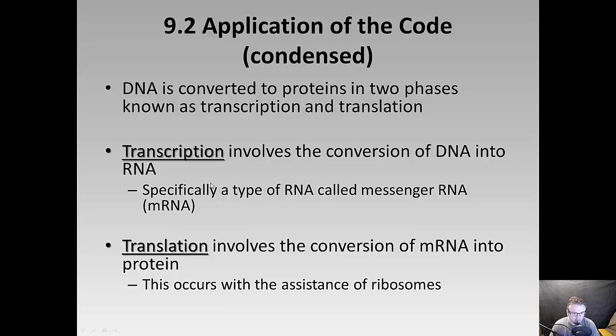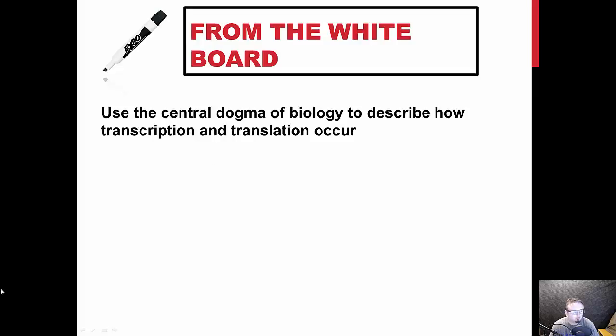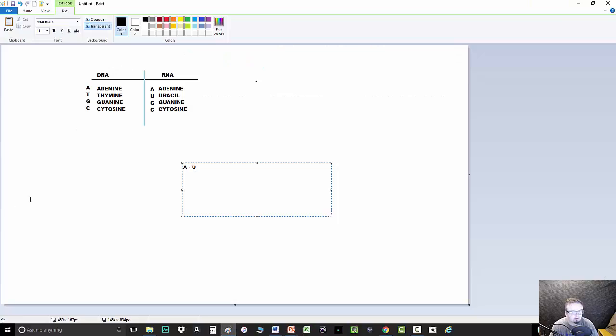Transcription involves taking the DNA and converting it into the RNA, which is the first part of the central dogma. Translation involves taking this RNA, which is actually a type of RNA called mRNA, and then turning that into protein. And that's actually where the ribosomes come in. They're going to play a role in translation. So use the central dogma to describe how transcription and translation occur.